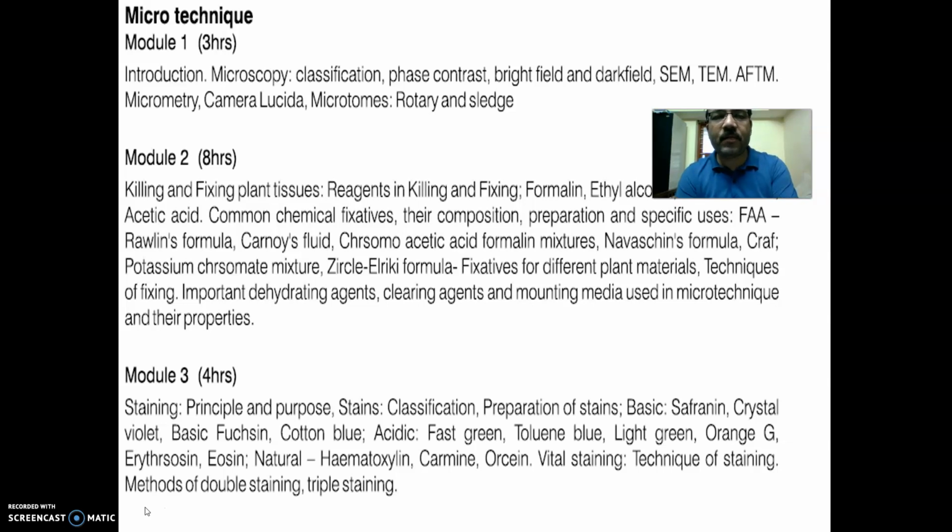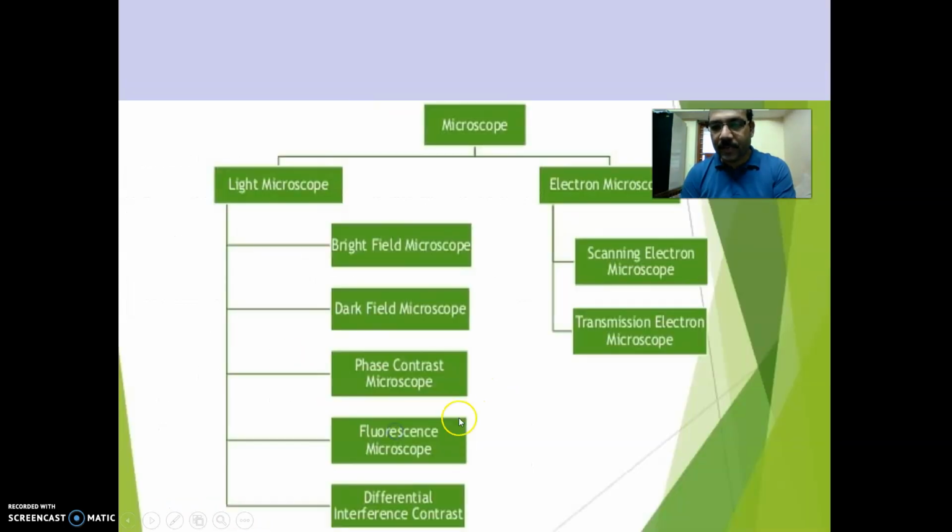This is actually module 1. Module 1 is a very simple module which contains the introduction, microscopy, classification, likewise. Regarding the examination, we are expecting different types of new generation microscopes. That also we will discuss in today's class. So first of all, we are going to discuss the classification of microscopes.